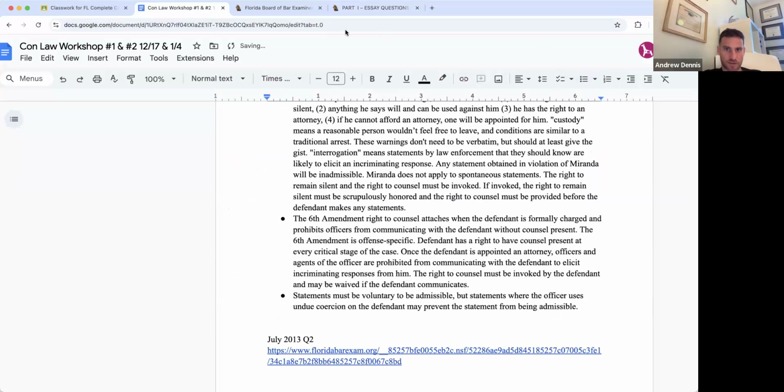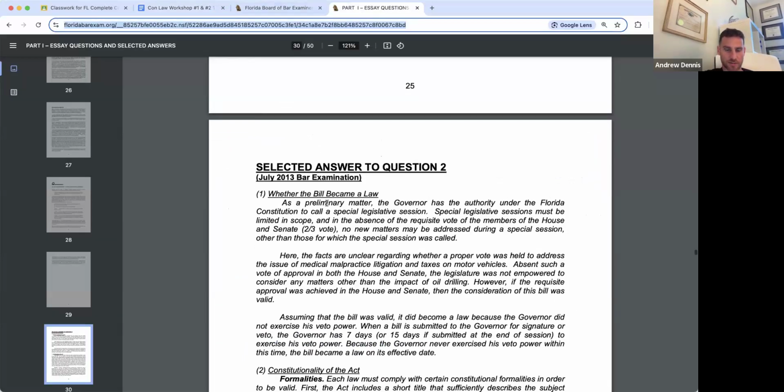And you guys can obviously go back and revisit, but I just want to get some of these key points down. As a preliminary matter, the governor has the authority under the Florida Constitution to call a special legislative session. Special legislative sessions must be limited in scope, and absent the requisite vote of the members of the House and Senate, a 2/3 vote, no new members may be addressed during a special session other than those for which the special session was called.